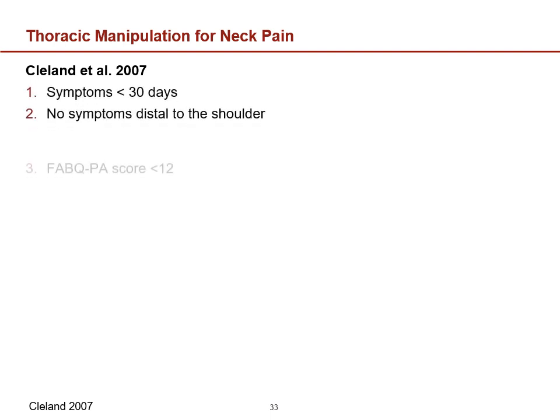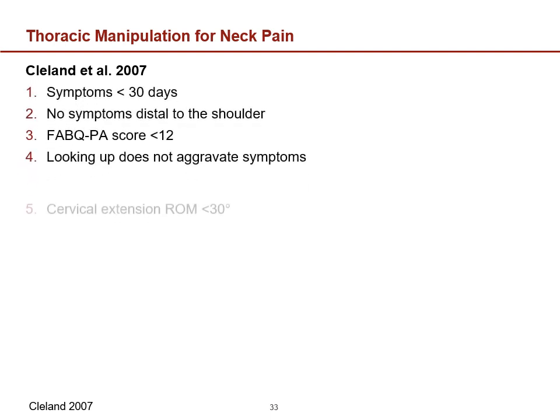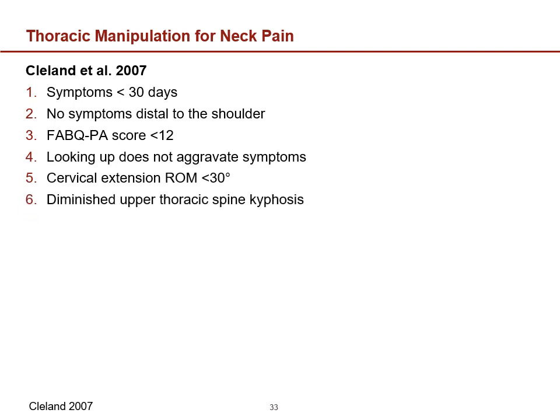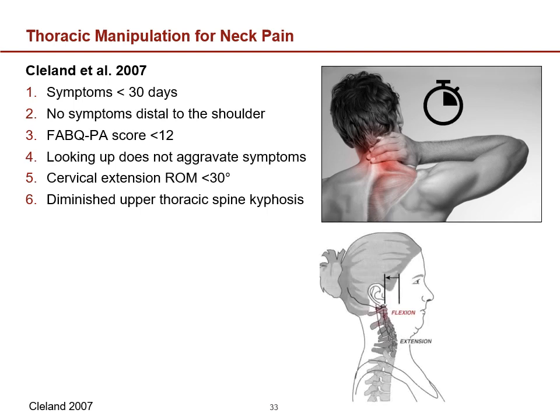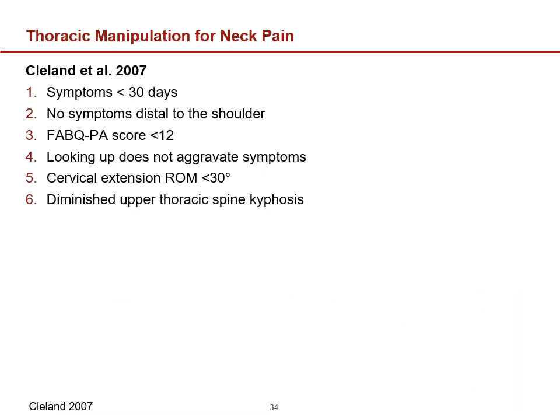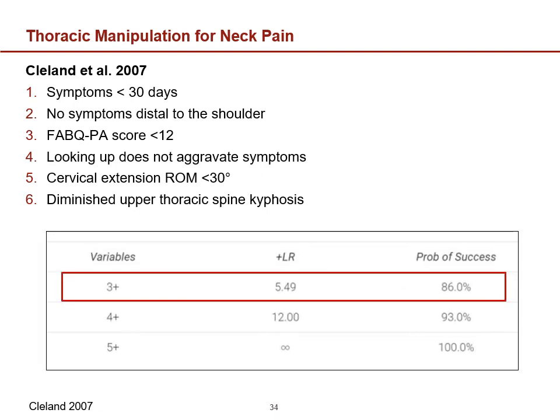Here's Cleland et al. looking for thoracic manipulation for neck pain: symptoms less than 30 days, no symptoms distal to the shoulder, if looking up does not aggravate their symptoms, they have a FABQ-PA score less than 12, diminished upper thoracic spine kyphosis, and cervical extension range of motion less than 30 degrees. Having 4 out of the 6 put them at a 93% probability of success, and having 5 out of the 6 put them at 100.